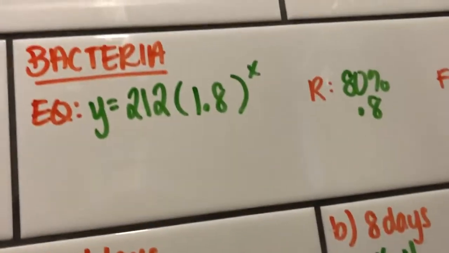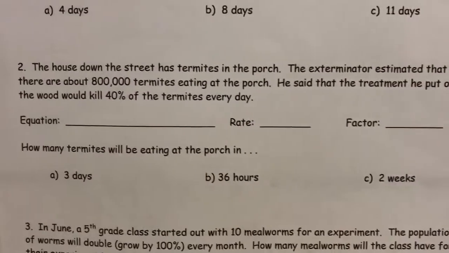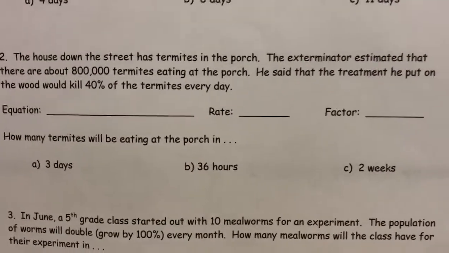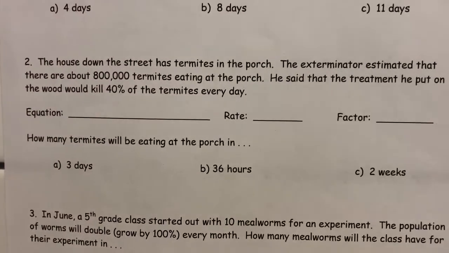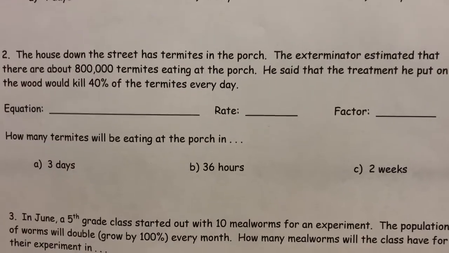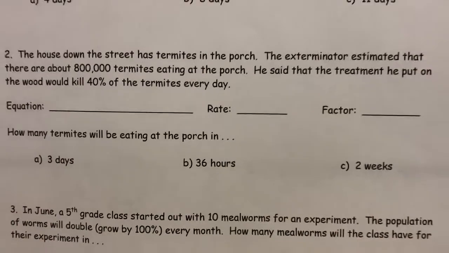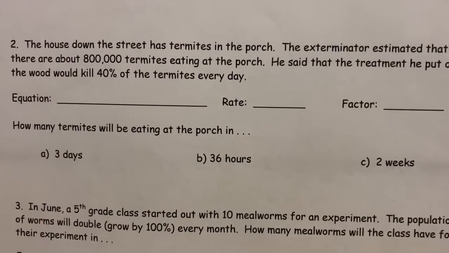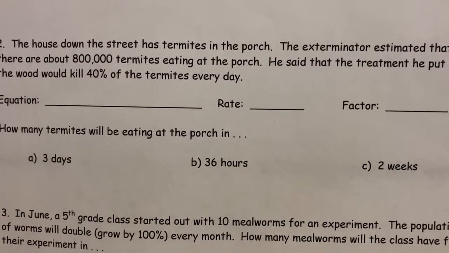Okay, guys? The next problem that we have up is termites. So the house down the street from you has termites on the porch. The exterminator estimated that there are about 800,000 termites eating at the porch. Gross. He said that the treatment he put on the wood would kill 40% of the termites every day.